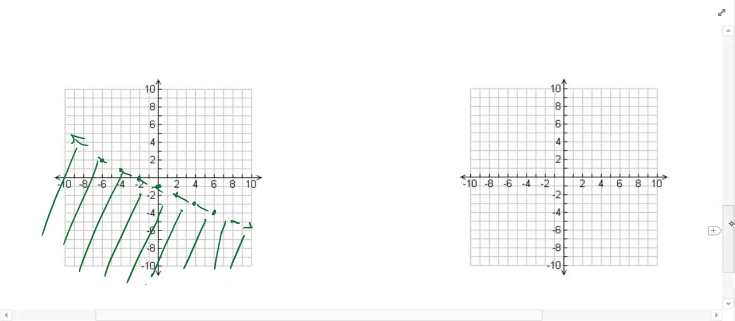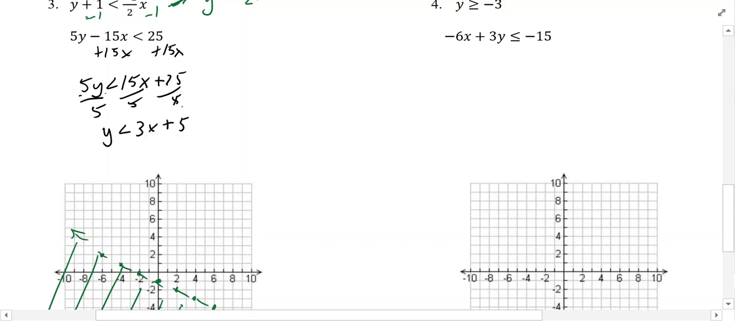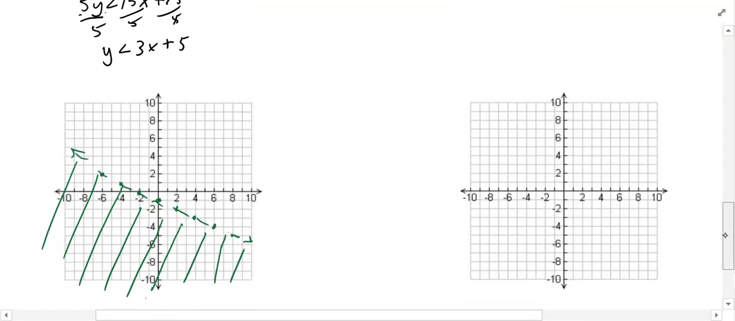Okay, so now I'm going to go ahead and do my other line here. For my next line, I'm going to add the 15x over. So add 15x. So I get 5y is less than 15x plus 25. I'm going to divide each side by 5 to get y by itself. So when I do that, I get y is less than 3x plus 5. Okay, so that's my second line, y is less than 3x plus 5. So I'm going to go ahead and plot that line.